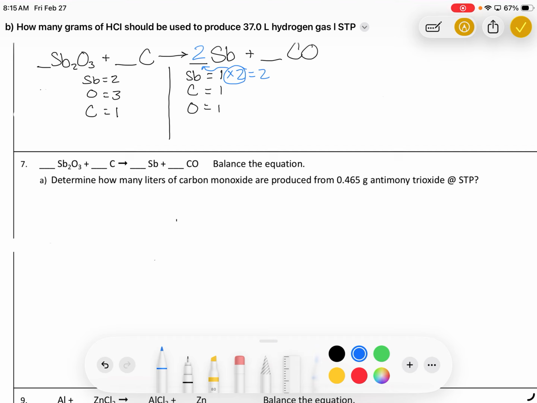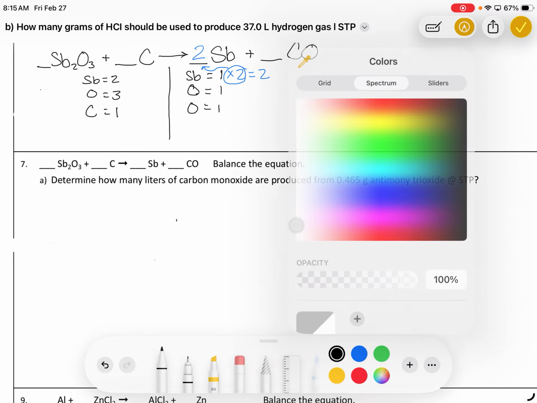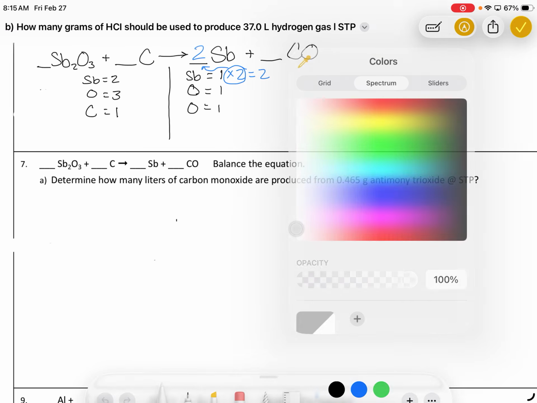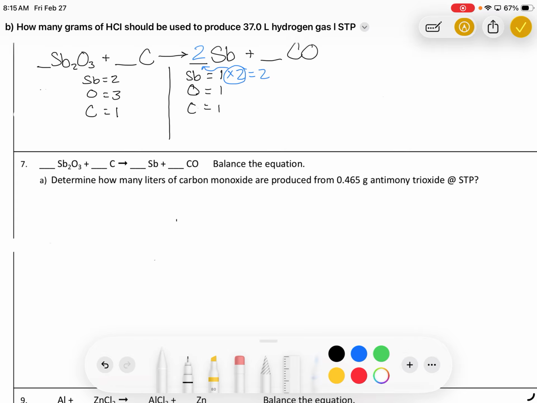Also, if you notice, I accidentally did something. I put the elements in the wrong order. I apologize. Typically, when you're balancing chemical equations, you want to write the elements in the order in which they appear on both sides, in that order. So I put antimony, oxygen, carbon. I'll do the same on the right side as well. That just keeps our brain thinking.